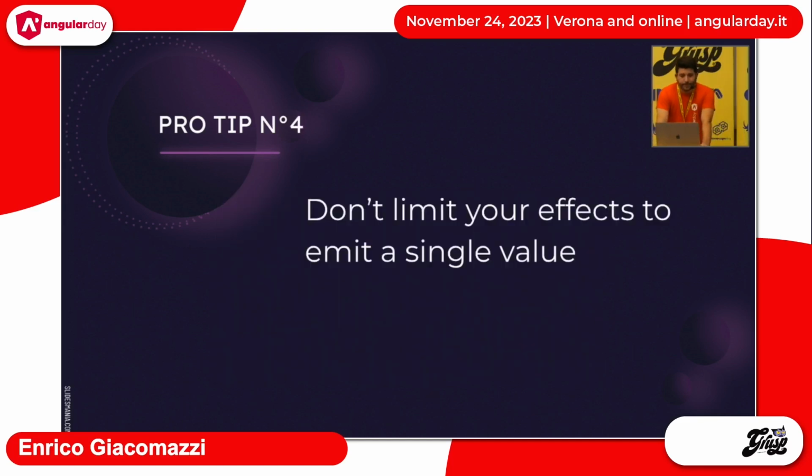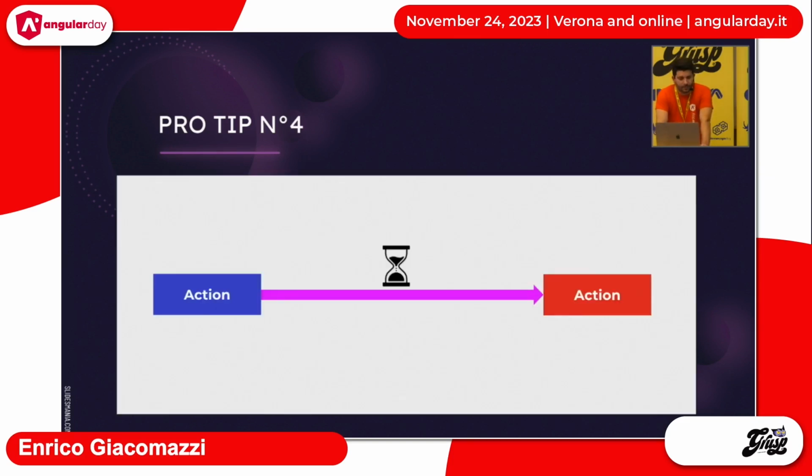Tip number 4, don't limit your effect to emit a single value. In every single code base that I put hands on, the behavior of the effect is this one. We grab an action, process something asynchronously, then return an action. But we are working with observables. That is not a problem, an observable can manage more than one emission.